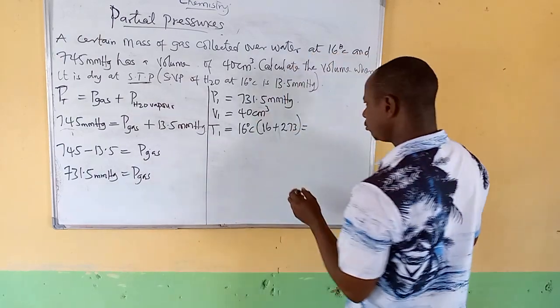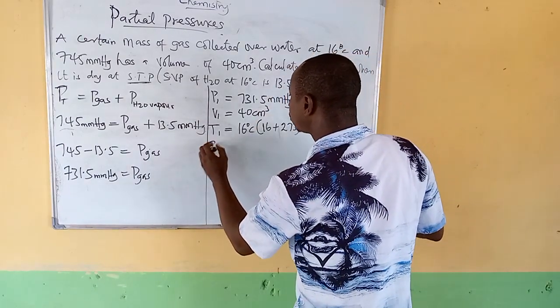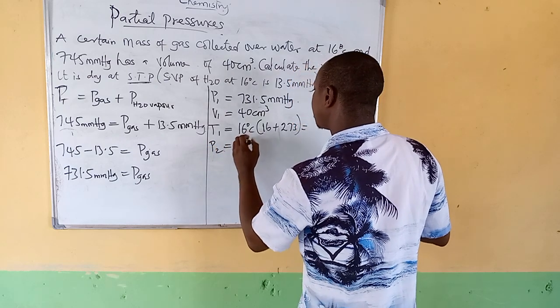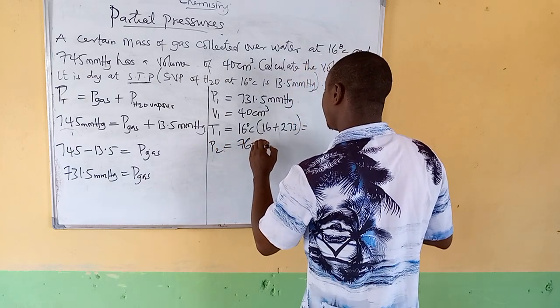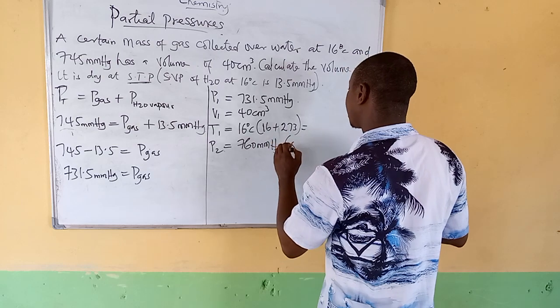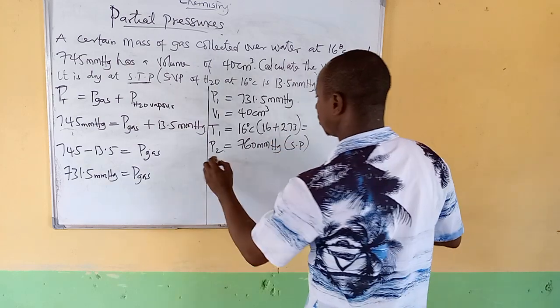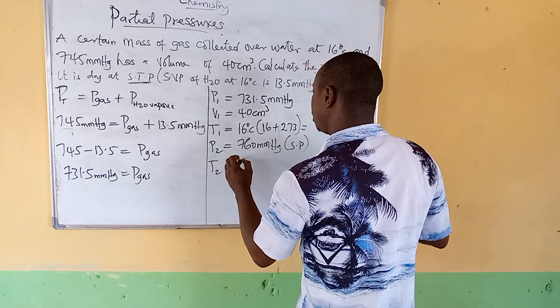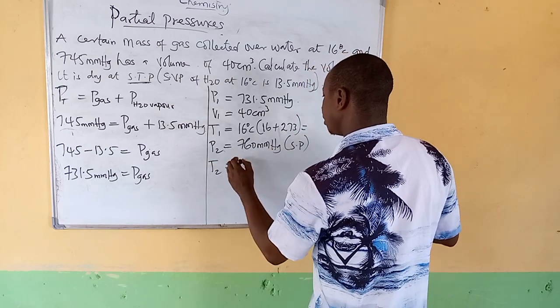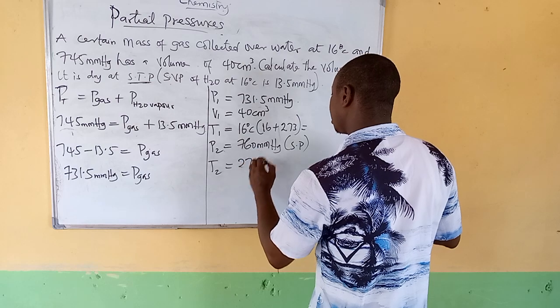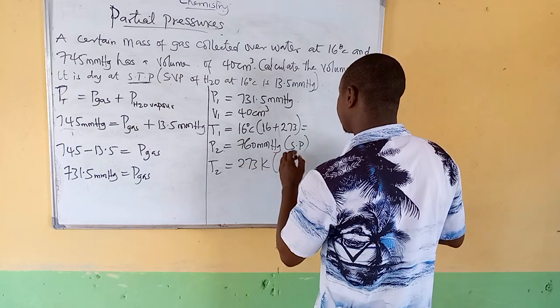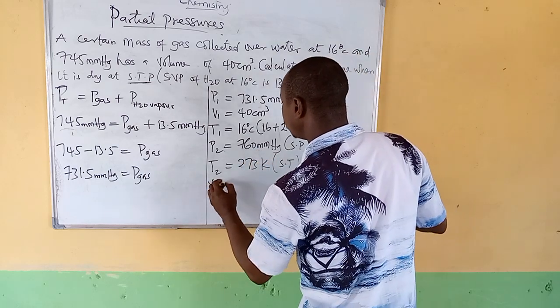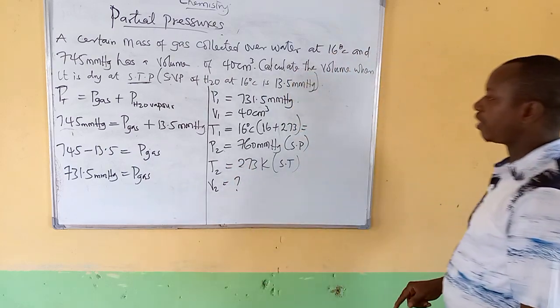So now P2 is 760 millimeter mercury. That is the standard pressure. I'll talk more about it. T2 is which one? Okay, Kelvin, 273 Kelvin. That is the standard temperature. And now V2 is unknown. That is the one they asked us to find.